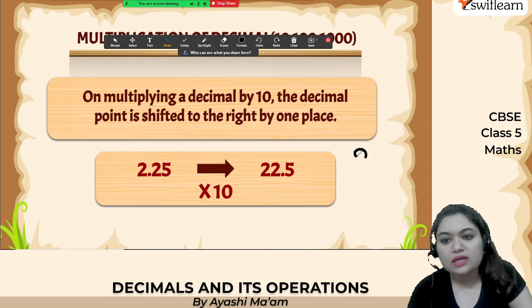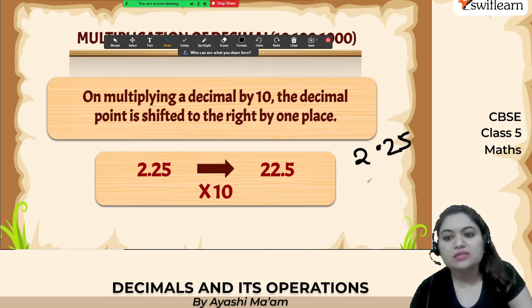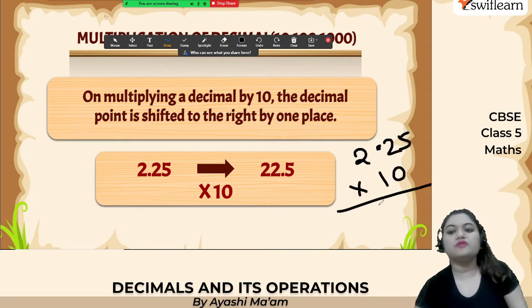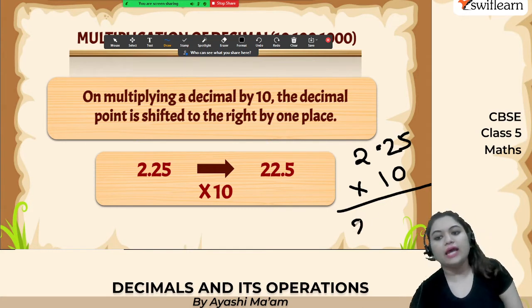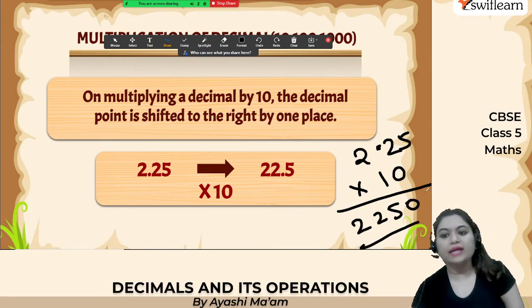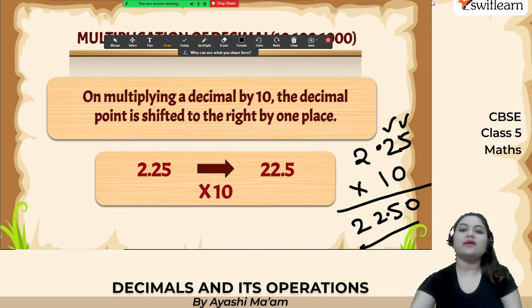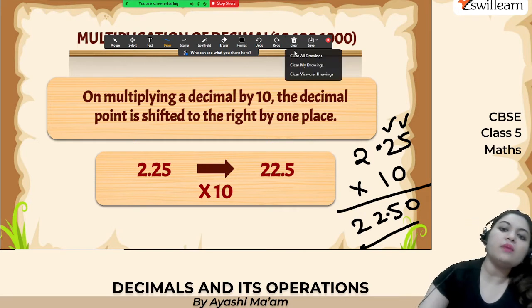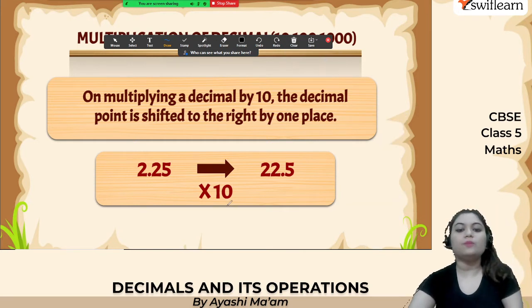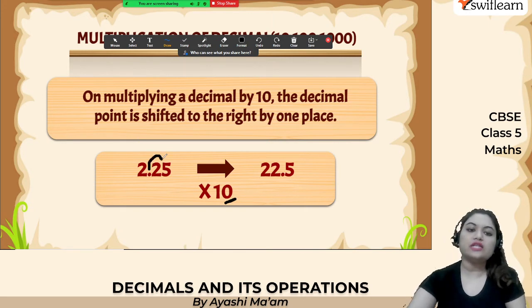And why is this happening? If you do the multiplication, you will understand why. First, if we simply multiply 225 with 10, you will get 2250. And after the decimal point, how many digits do we have? 2. So start counting, 1, 2. So our decimal point will come here. This is exactly the same thing that happened. So instead of doing the multiplication again and again, you can simply remember that because there is one 0 in 10, our decimal point will get shifted to the right by one place.